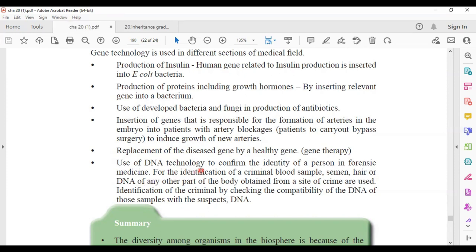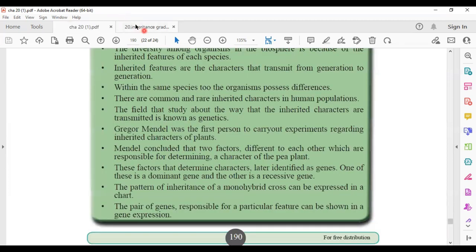And use of DNA technology to confirm the identity of a person in forensic medicine. For the identification of a criminal, blood sample, semen, hair or DNA of any other part of the body obtained from a site of crime are used. Identification of the criminal by checking the compatibility of the DNA of those samples with the suspect's DNA. Very important fields are there. Very important applications are there in the medical field.